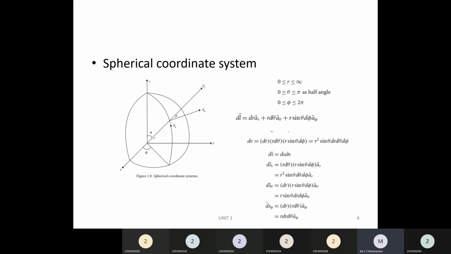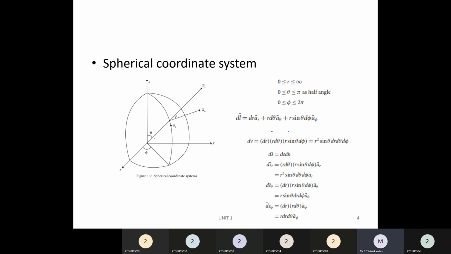differential length, differential volume, differential surface. So differential length, once again here, you will be having it as dr a_r plus r d theta a_theta plus r sin theta d phi a_phi. The coefficients of a_r, a_theta and a_phi will come in dV.